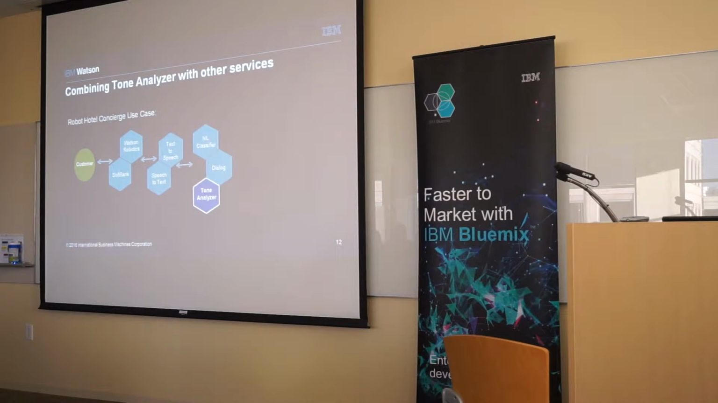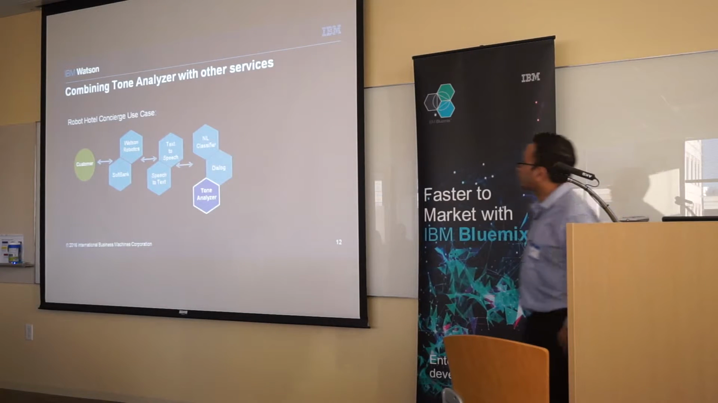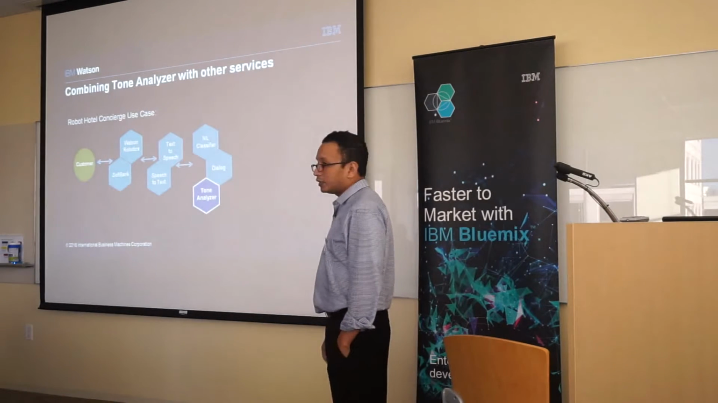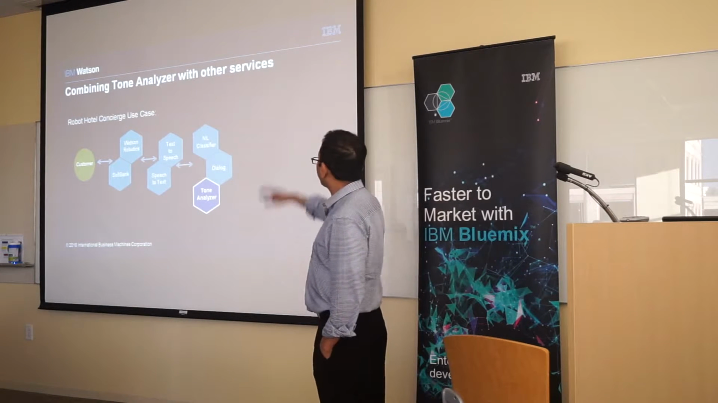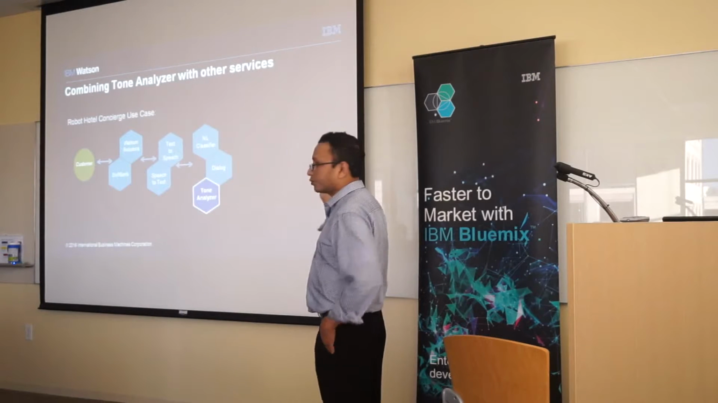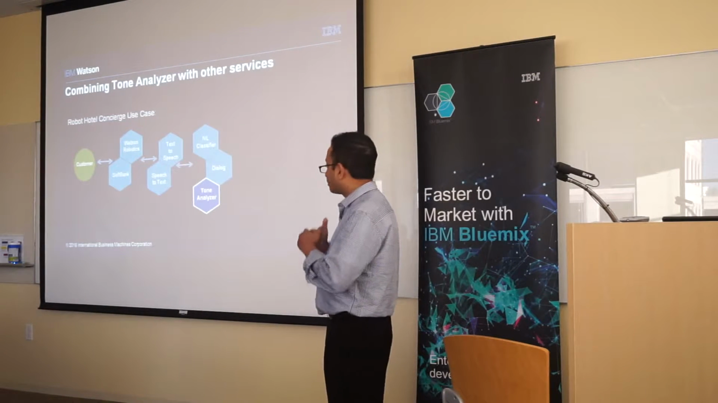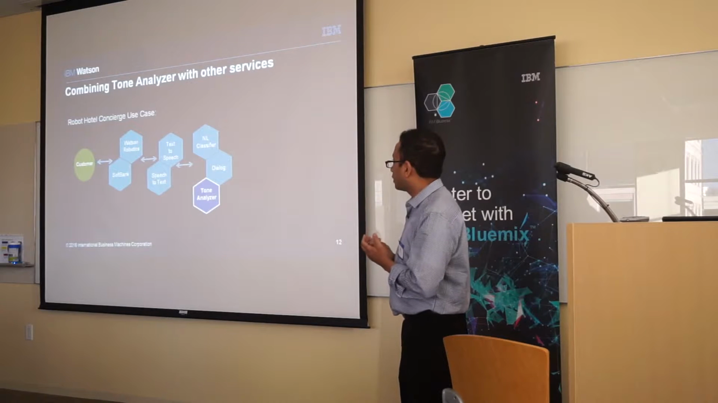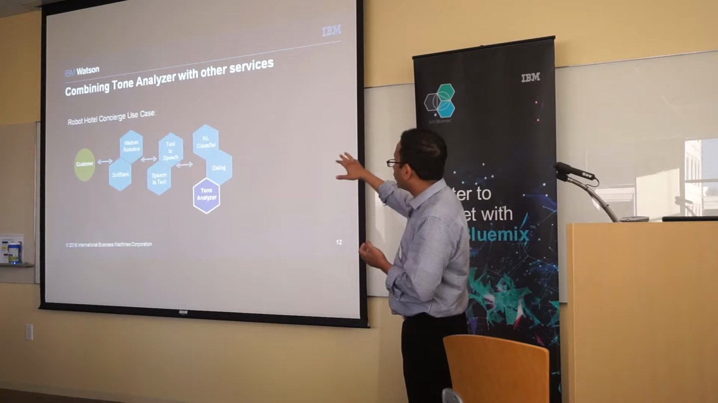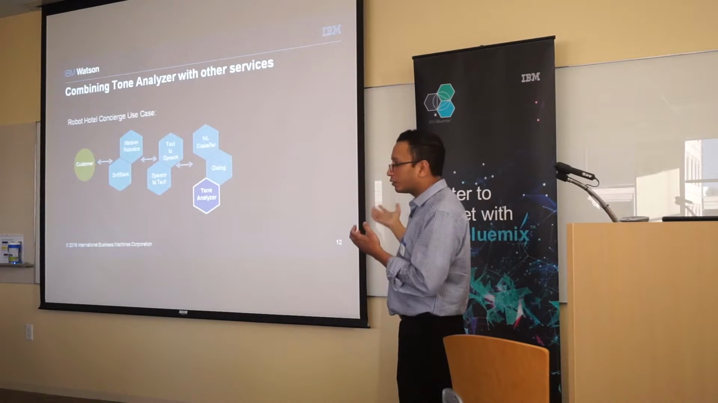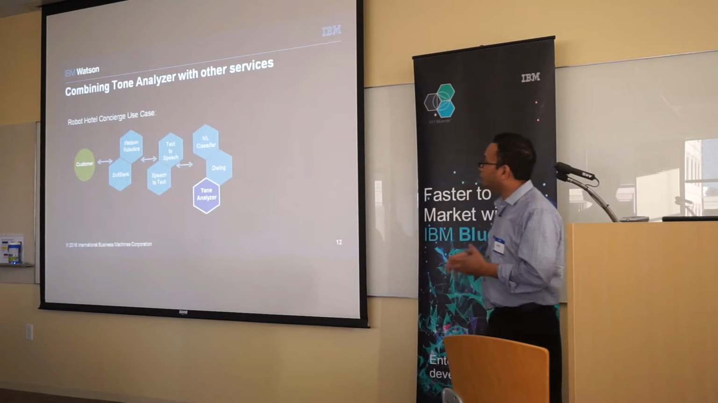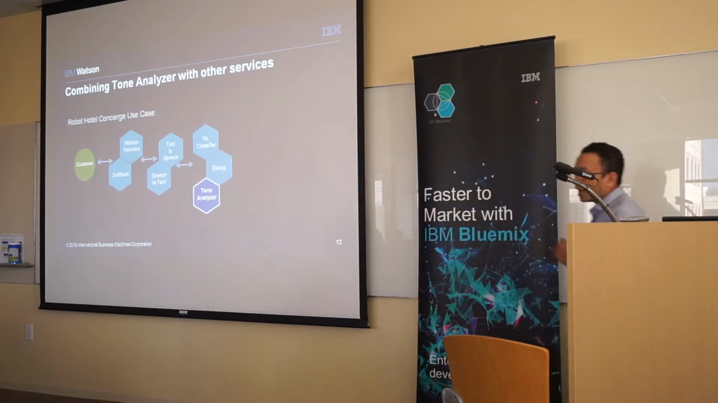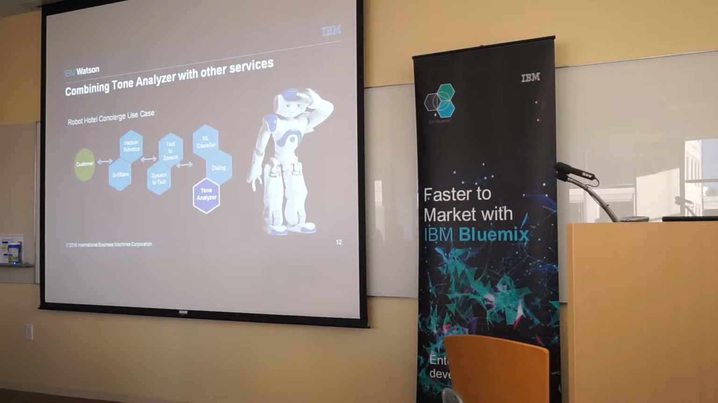We could combine Tone Analyzer with other services. For example, in this chart, we are showing a robot hotel concierge use case. A customer works with robotics. There is text to speech, speech to text. Both could work. For example, if a customer is talking, we could translate the speech to text, and then after tone analysis, we could put the text back to speech. IBM Bluemix has a lot of other services like NL Classifier, the natural language classifier. We have conversation services. So with all these pieces, Tone Analyzer could be added to have effective communication or a concierge service, so that it might be useful in robot-human communication.